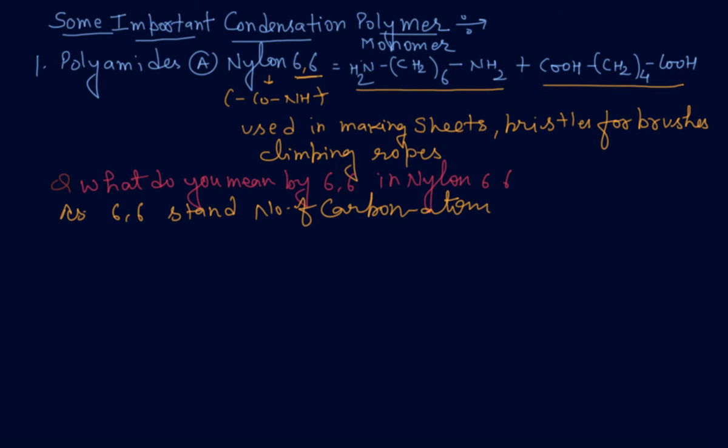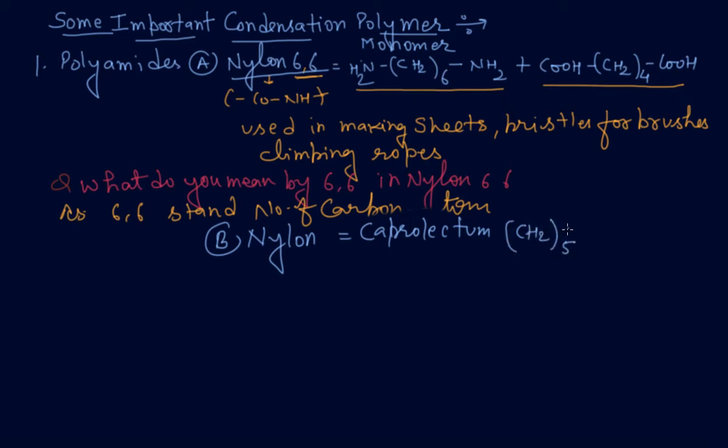Now come to the second polyamide. First was nylon 6,6, now second is nylon 6. The monomer of nylon 6 is caprolactam, and it stands for (CH2)5NHCO. It will give you nylon 6. We will do their polymerization.